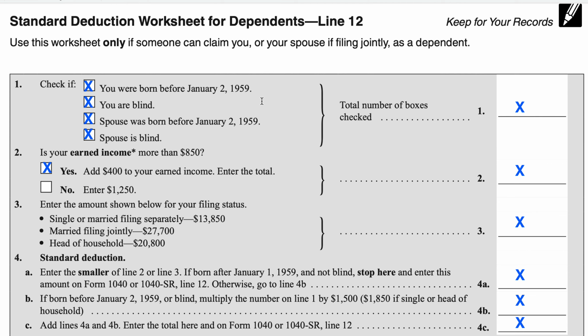let's just imagine that this is John Doe and his wife, and he's completing this worksheet so that his adult son can claim him as a dependent on their tax return. They're a little bit older, and they live with John's son. So in this scenario, John and his wife were both born before January 2nd, 1959. And in this case, they're both blind.